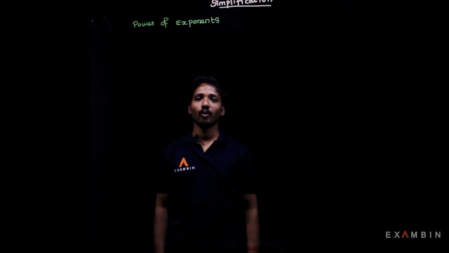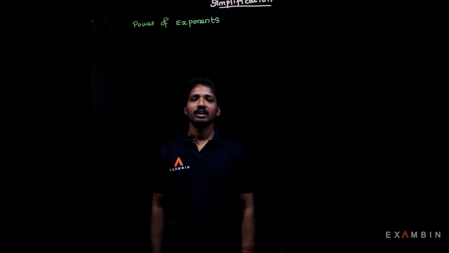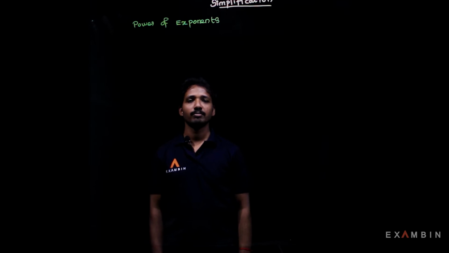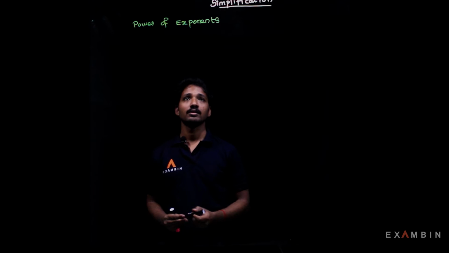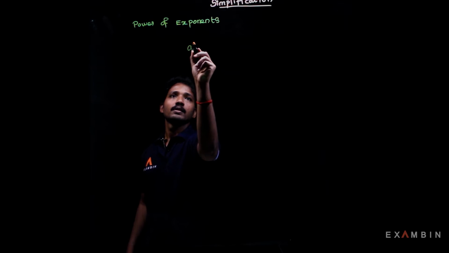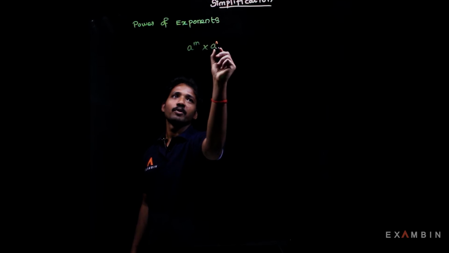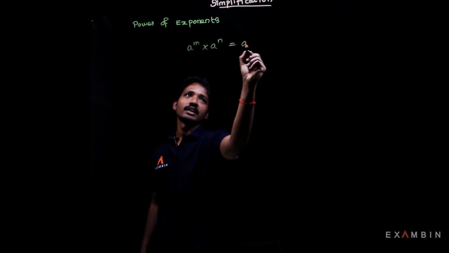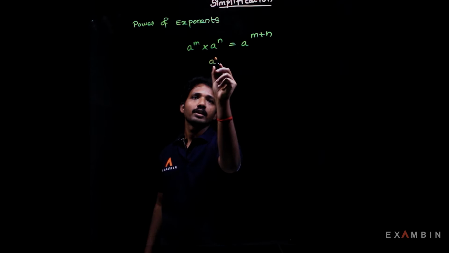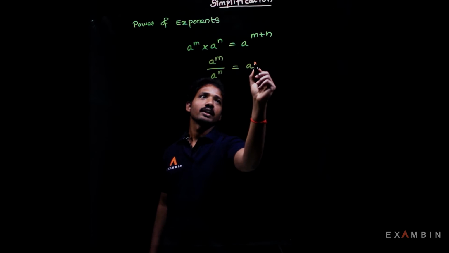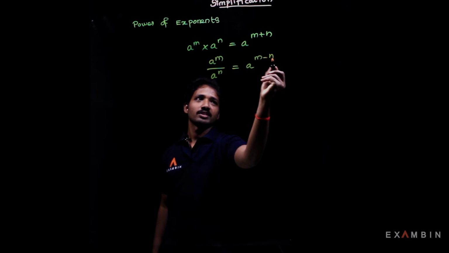Next we will see about power of exponents. In power of exponents, you need to remember 5 important formulae. That is, a power m into a power n is equal to a power m plus n. A power m divided by a power n is equal to a power m minus n.